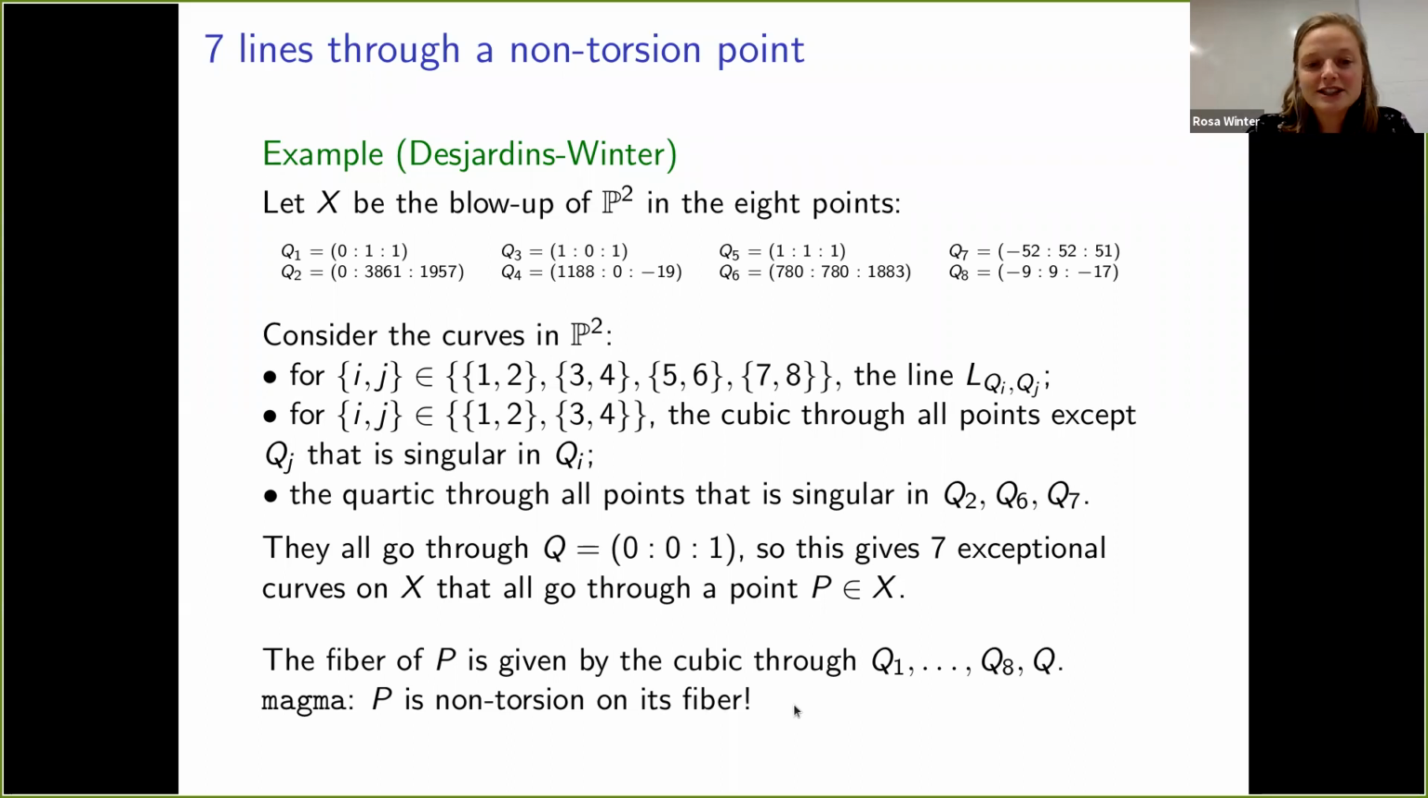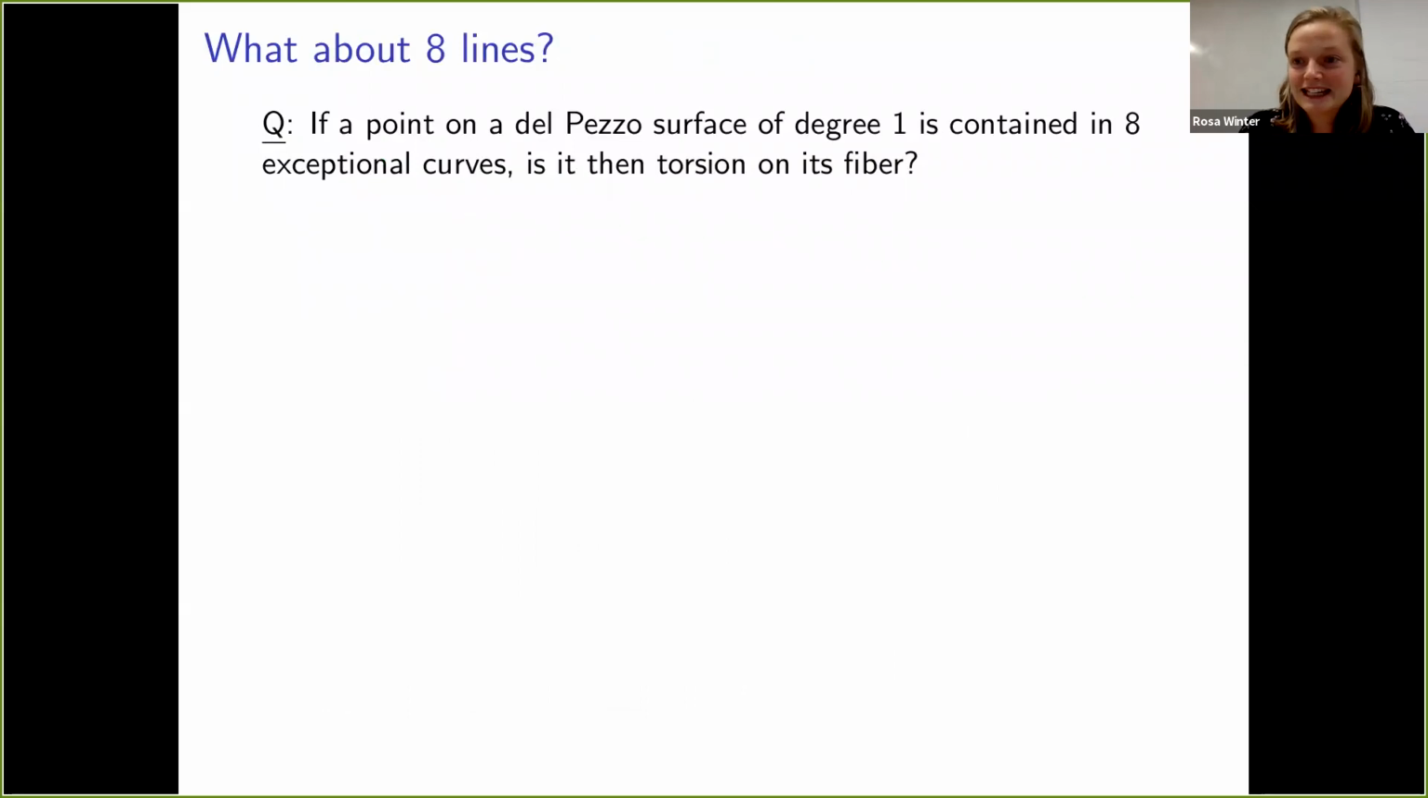So that's very nice because that almost solves the question of how many lines do you need for torsion. So it's not 7, it's at most 9. But what about 8 lines? So the final question that we're still working on now is if a point on the Halphen surface of degree 1 is contained in 8 exceptional curves, is it torsion on its fiber? Is it guaranteed to be torsion on its fiber?